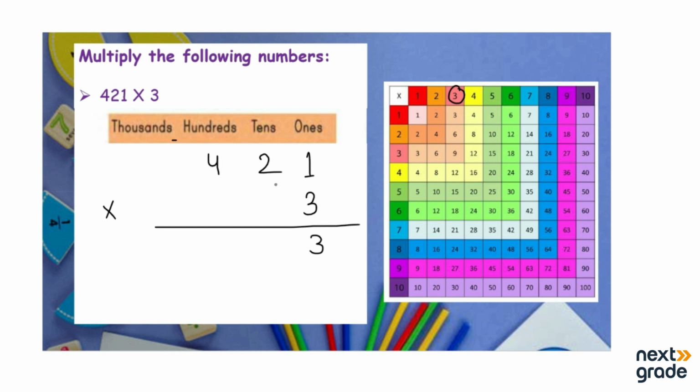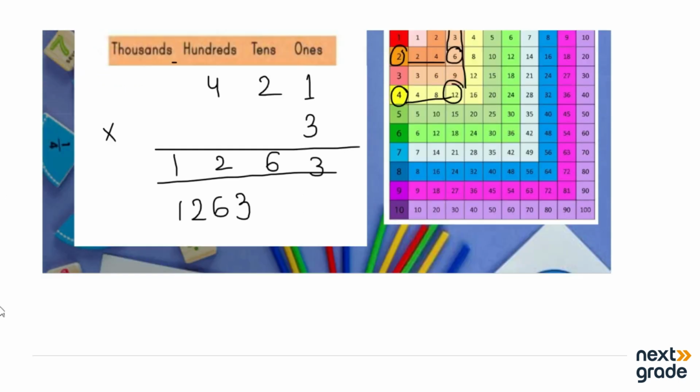Then we have 3 multiplied by 2. What is 3 multiplied by 2? 3 multiplied by 2 is 6. So we write over here 6. And what is 3 multiplied by 4? Let's find it. 3 is over here and 4 is over here. If we move like this, what answer do we get? It's 12. So we are going to write 2 over here and 1 at the thousands place value, right? So what did we get as the answer? The answer is 1263.